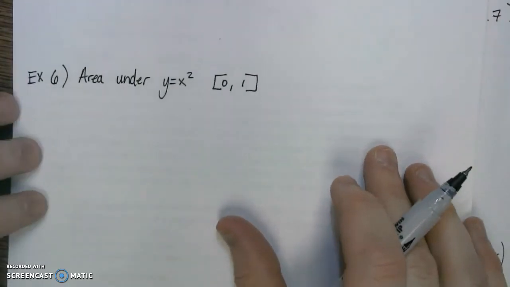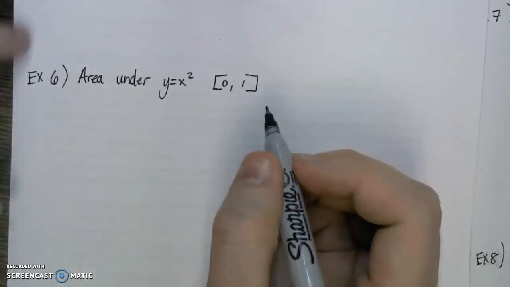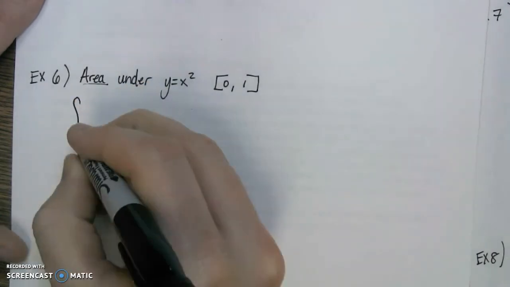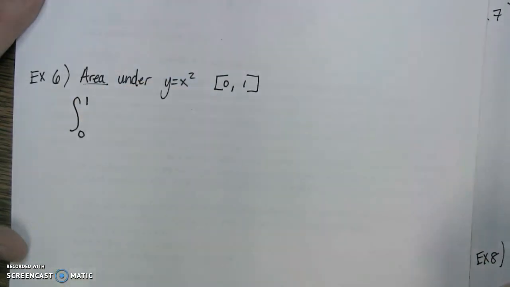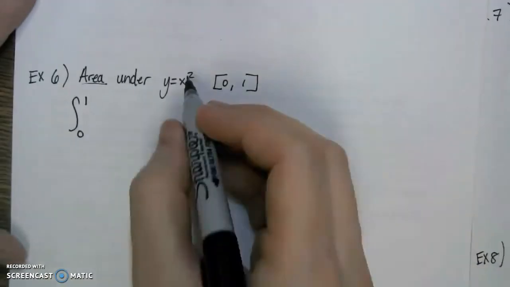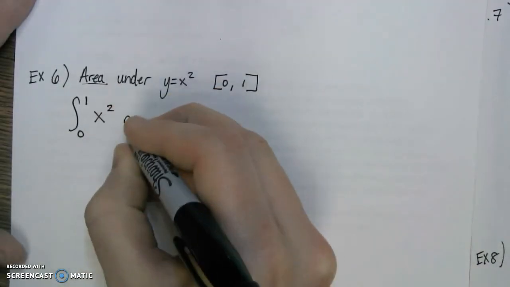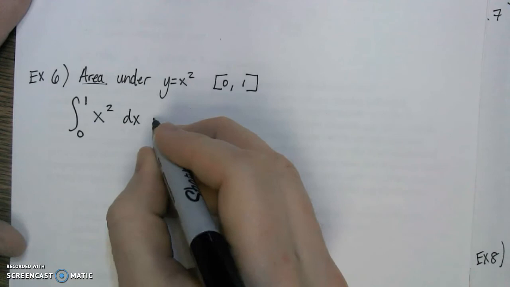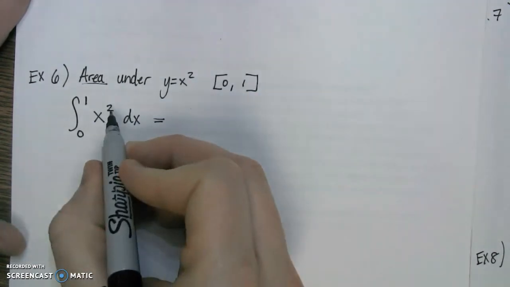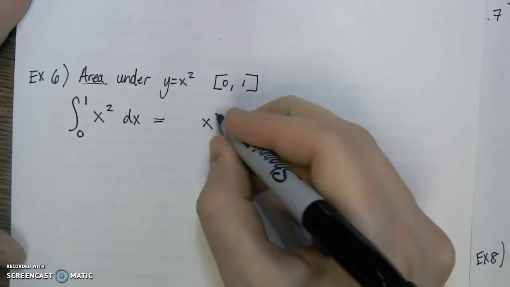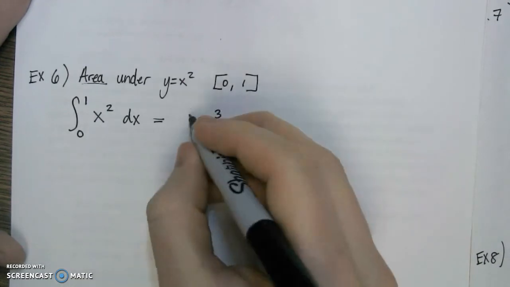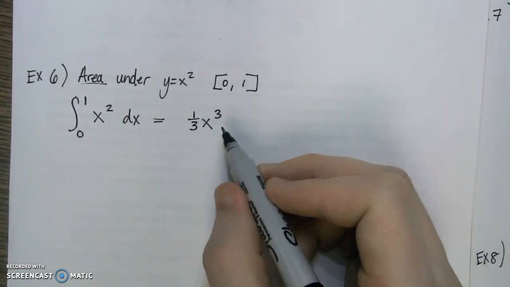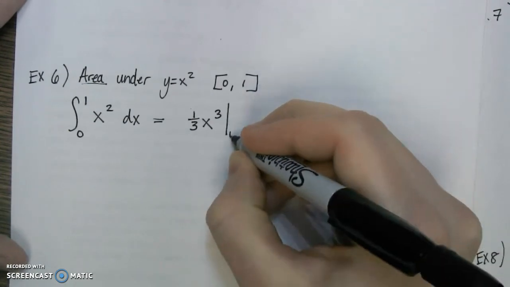Example 6, they want the area under the curve from 0 to 1. And you need to remember that area is the same thing as doing your integration. So we're going to go our lower limit to our upper limit on the integration sign, and then you put your equation, which is x squared, and we're going to do the antiderivative with respect to x. So here we get, if I raise the exponent, it'd be x cubed. And then if I divide by the 3, I get 1/3. And so that's my antiderivative. I don't need to do plus c. And now we're going to evaluate it from 0 to 1.